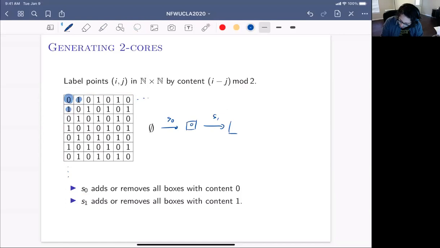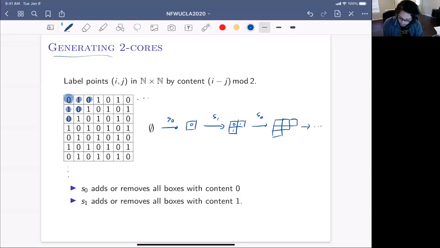So now I'd get this shape. And then maybe I could go S0 again. So now I'd add all the zeros that I can, and you can see that I'm generating all of the staircases. Good. Okay, and I could just keep going with that. And those are exactly the two cores. So I generated all of them.